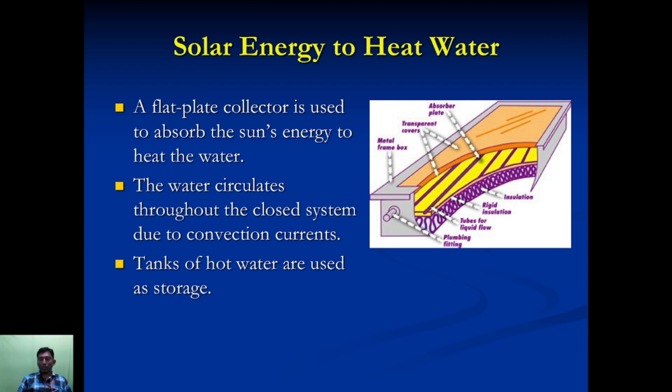So for example, in a solar water heater, from one side of the tube we apply the cool water, and on the other side of the tube we receive the hot water. The water circulates throughout the closed system due to convection currents, and a storage tank is necessary to store the water. This is the working of solar thermal energy, and it is used in the solar water heater.